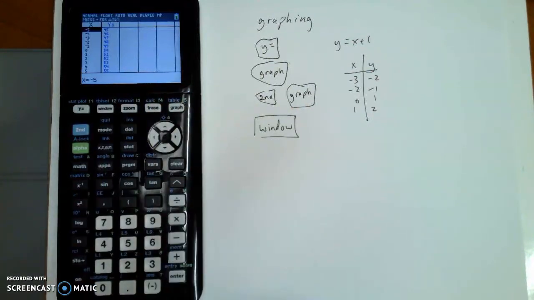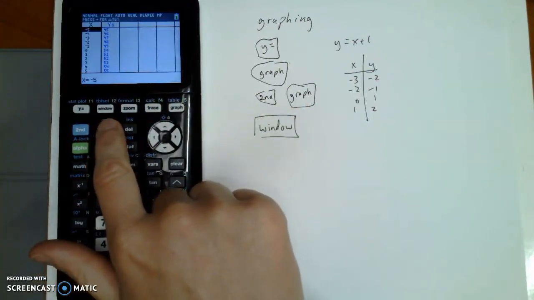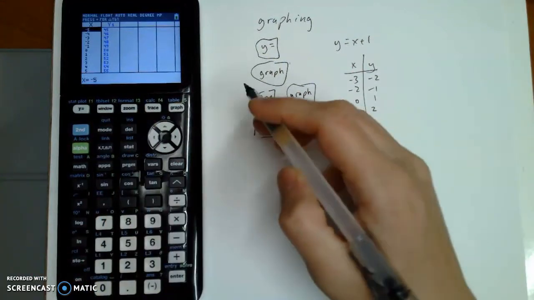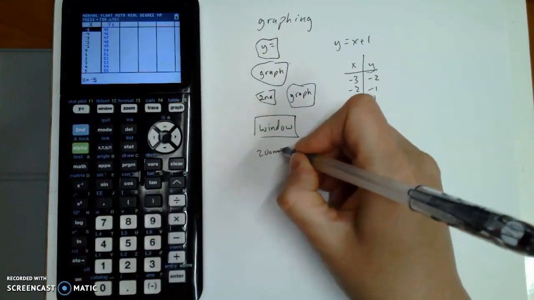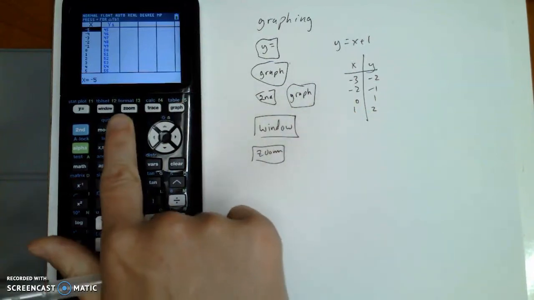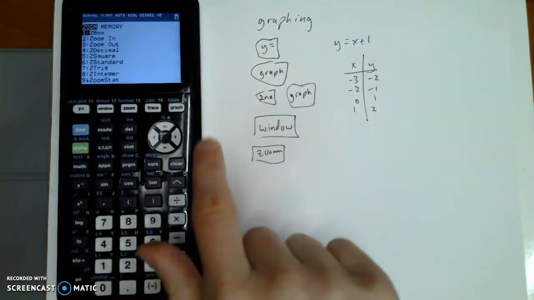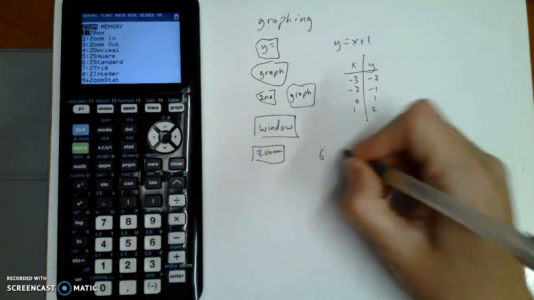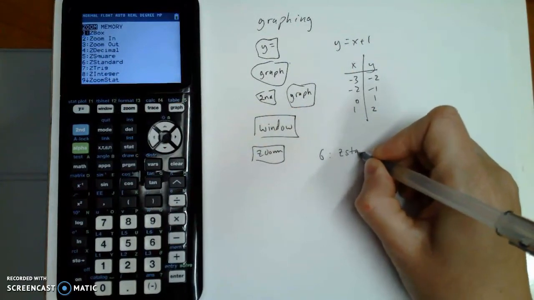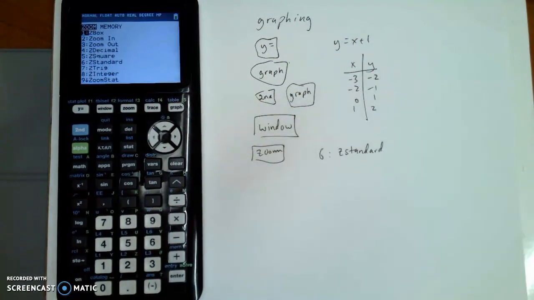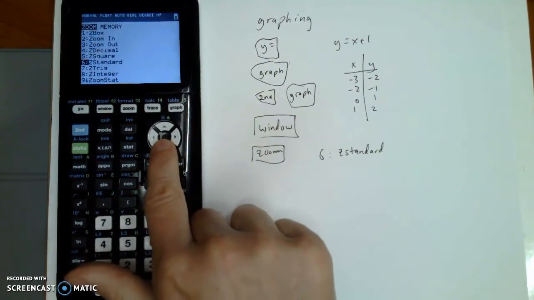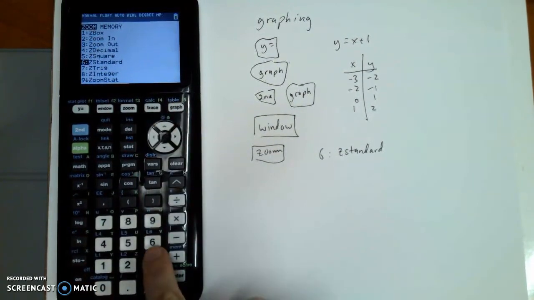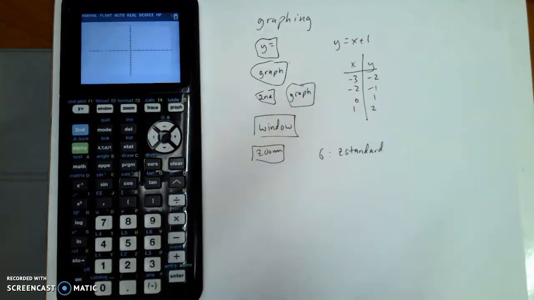Now let's say I had my original window, that negative 10 to 10. Now if I want to go back to my standard window, I'm going to hit this little zoom button, which is right here in the middle, and I'm going to go to option 6 here, which says Z standard. Now you can either scroll down till you get to it, or you can just hit number 6 on the number pad. And I am now back to my negative 10 to 10 window.